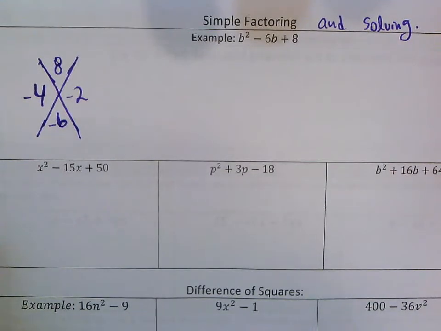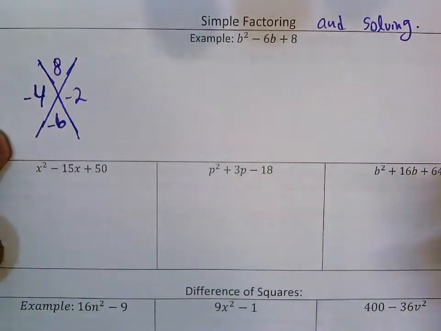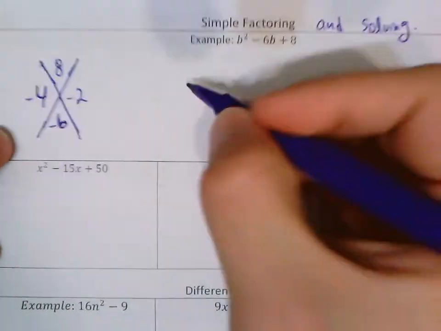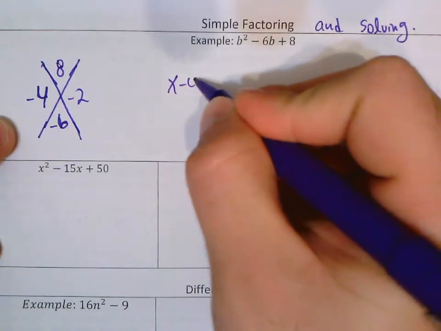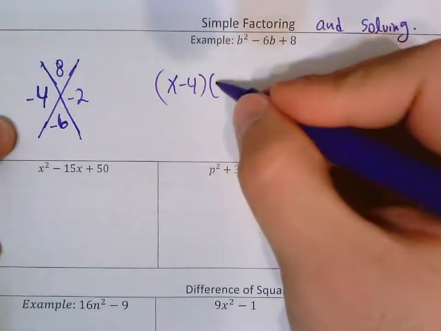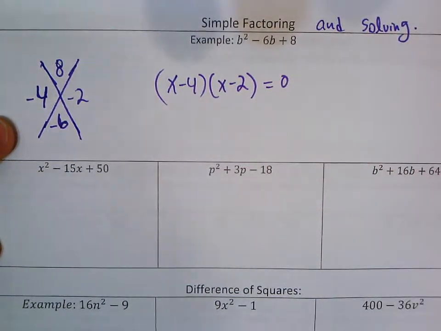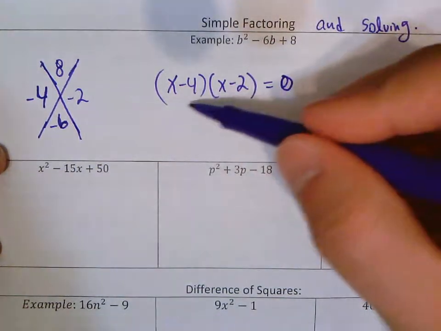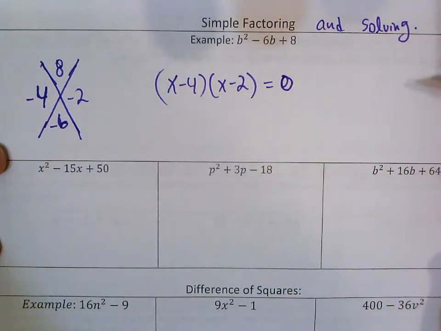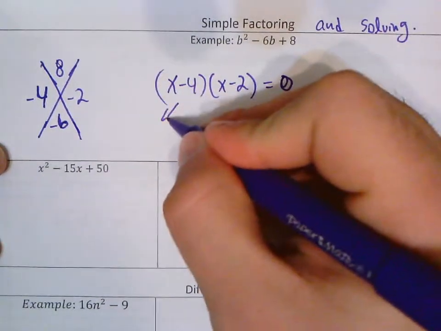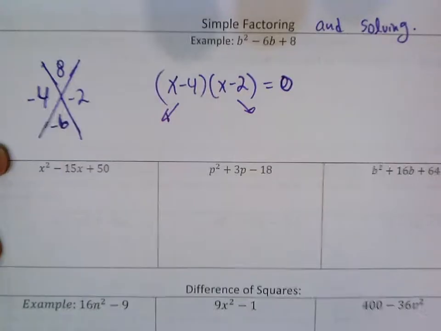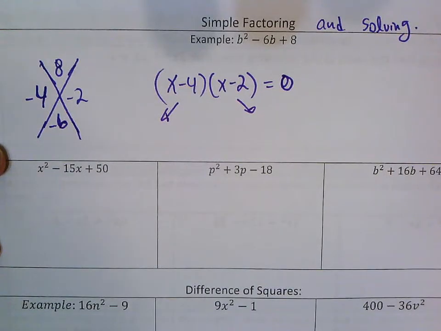Now that I have figured out these two factors of 8, I'm going to write them as a product of binomials. So it will be x minus 4 times x minus 2, and then I'm going to set them equal to 0. If what you were asked to do was factor, then you can stop here and the answer will be correct. But because we're also solving, now I need to set each of these factors equal to 0.